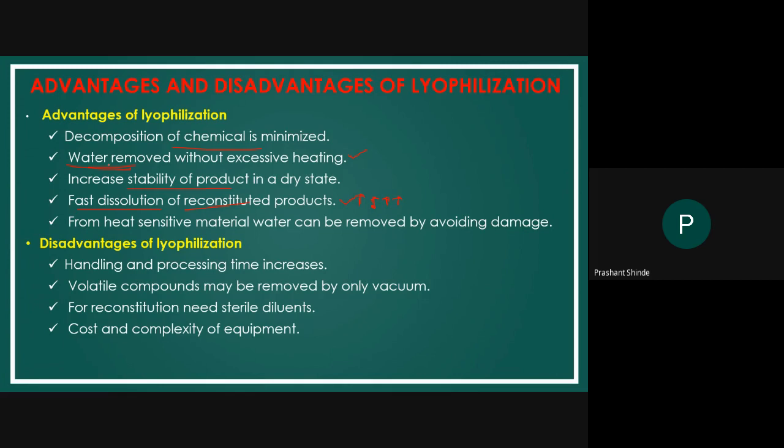So we all know the freeze drying technique. The first step is your freezing stage. Ultimately, whatever water is present in your sample will be frozen out and removed by the sublimation process. So a very small amount of temperature is used to remove the water. Next is increased stability of the product in the dry state.